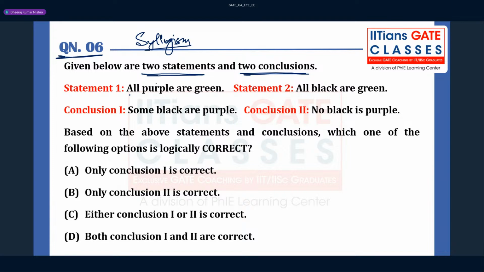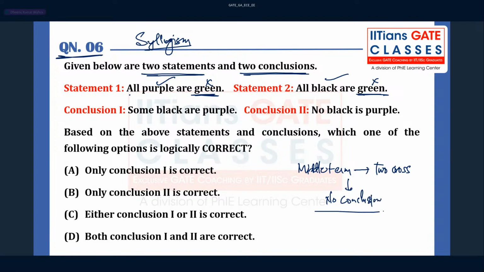So all purples are greens, tick cross. All blacks are green, tick cross, right? You see here, guys, the middle term is green here and the middle term is green here. I have told you during the session also about the middle term. If the middle term has got two crosses, then no conclusion you will get. This is one important technique.